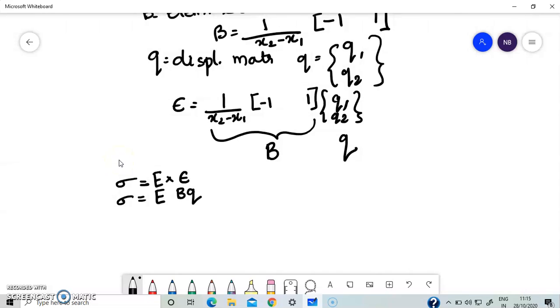The expressions u equals N into Q, epsilon equals B into Q, and sigma equals E B Q relate the displacement, strain and stress respectively in terms of nodal values.